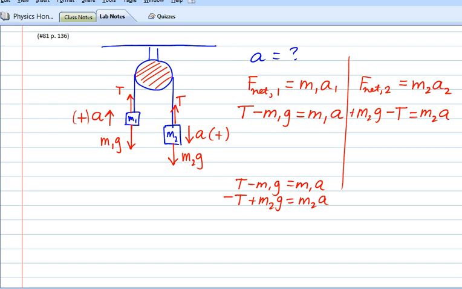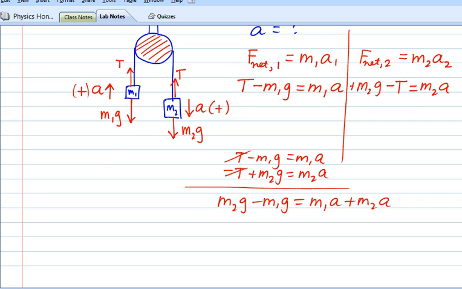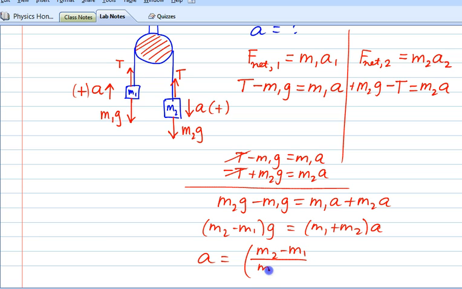And you'll notice that they both contain tension, and if I just add the two equations together, tension will cancel out. So M2G minus M1G equals M1A plus M2A. And if I gather terms, I have M2 minus M1 times G is equal to M1 plus M2 times A, or the acceleration is equal to the difference of the masses divided by the sum of the masses times 9.8.